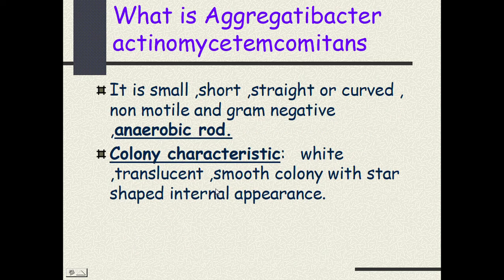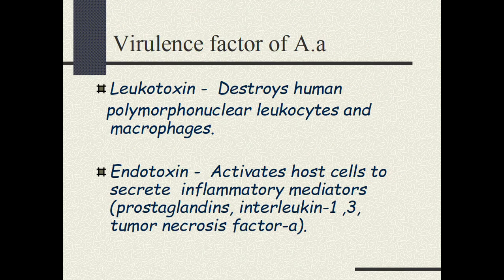Now, what is Aggregatibacter actinomycetemcomitans? It is a small, short, straight or curved, non-motile and gram-negative anaerobic rod. Colony characteristic is it is a white translucent smooth colony with a star-shaped internal appearance, which is characteristic of this bacterium.